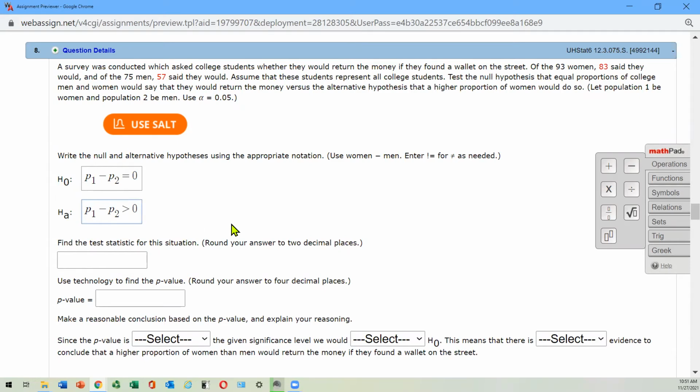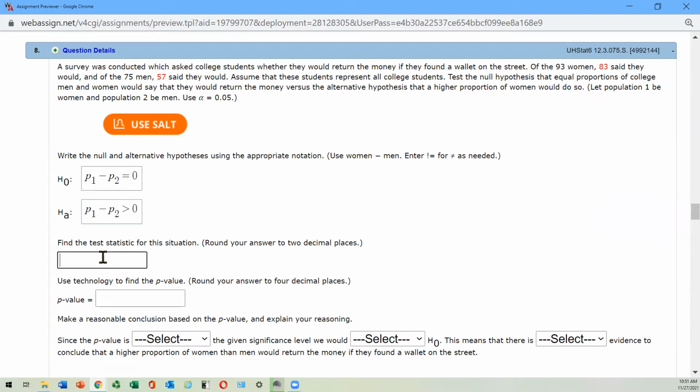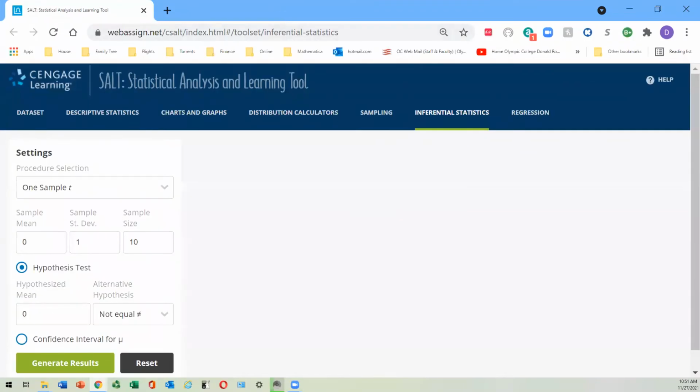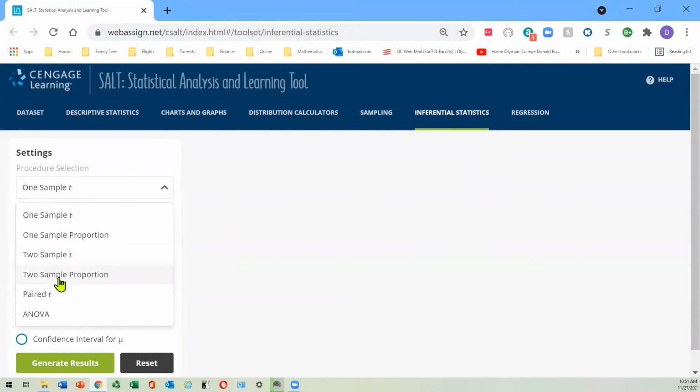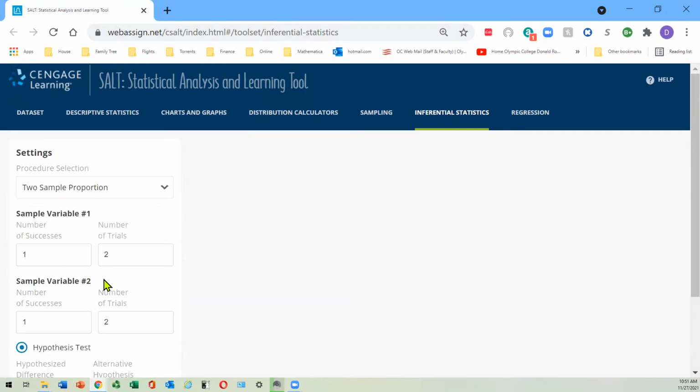Now, all the information that we need can be calculated using SALT, including things like the test statistic, which is basically P1 take away P2, the p-value, and then our conclusion. So SALT's going to do all the heavy lifting for us. So let's click on that. I'll bring this over here, and we're going to do inferential statistics, and we're going to do 2 sample proportions. So when you get a question like this, where you're going to do everything from start to finish, choose inferential statistics, 2 sample proportion.